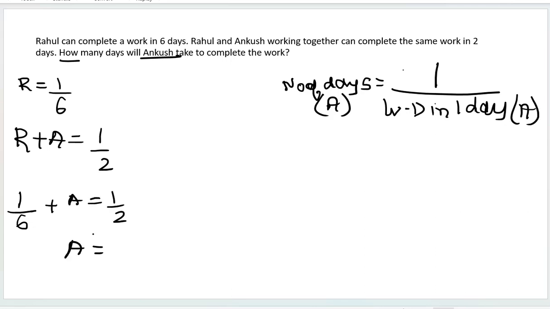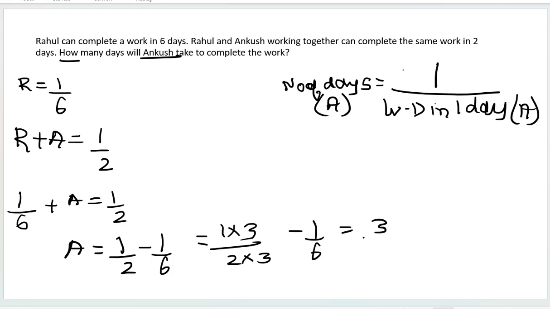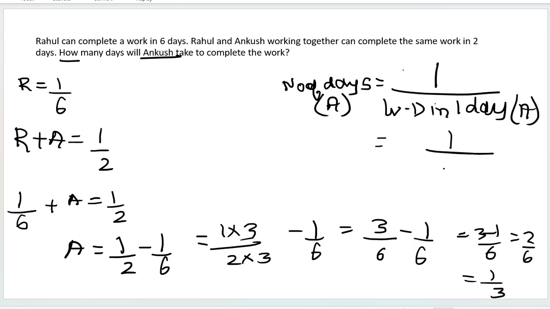So A, we want A, so we take this 1 by 6 this side. 1 by 2 minus 1 by 6. We have to make the base same. We multiply by 3 to make the base same. Now this is already there. So 3 ones are 3 upon 6 minus 1 upon 6. This is 3 minus 1 upon 6, which is 2 upon 6. This is 1 upon 3. So we write this as 1 upon 1 upon 3. And this is nothing but 1 into 3 by 1, which is the answer 3.